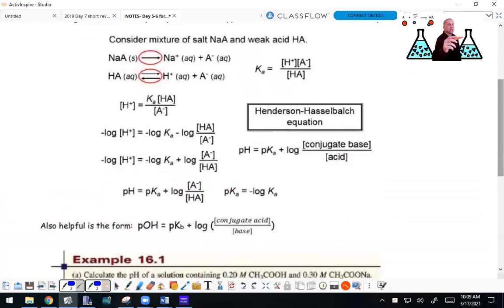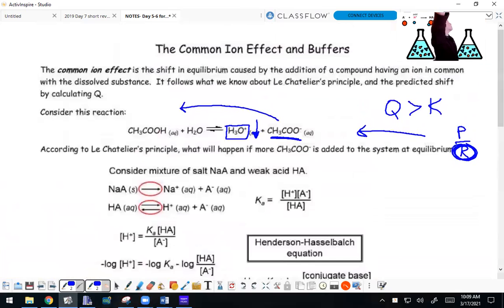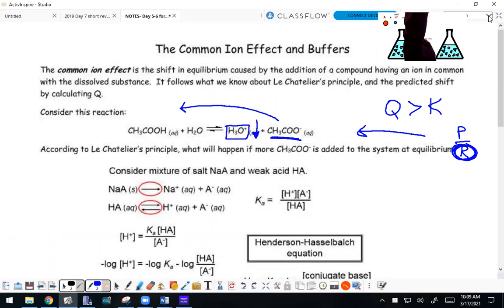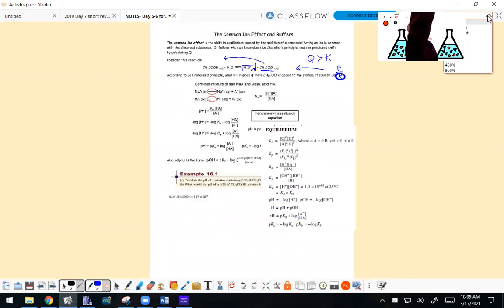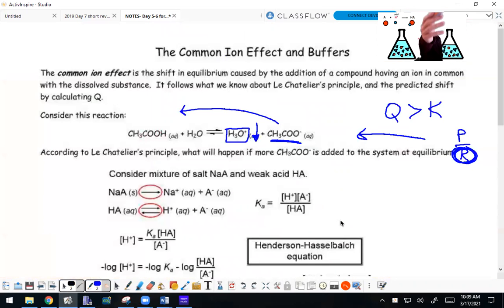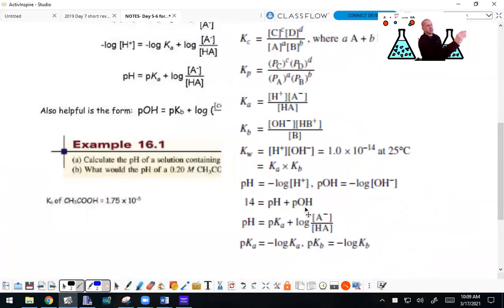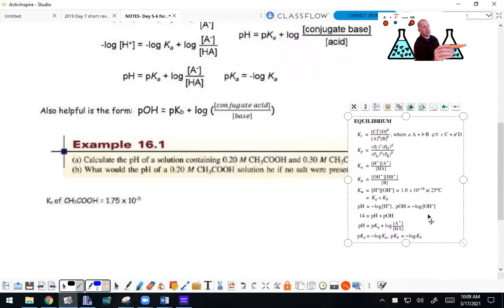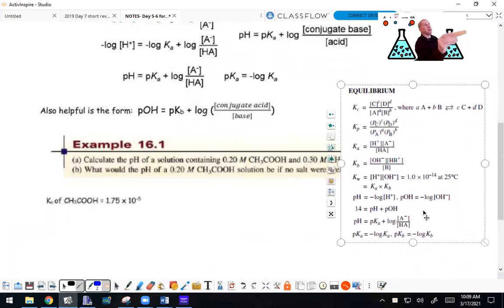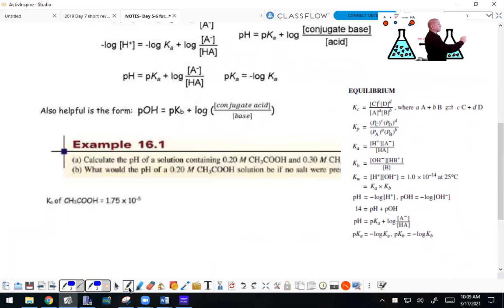And I do want to show you the equation sheet and how we're going to use the equations on it. Let me bring this down here so I can grab it. Okay, so this right here is our equation sheet. I've been stressing, have it handy while you're doing this. We've talked now about a bunch of it. It's under the equilibrium section.